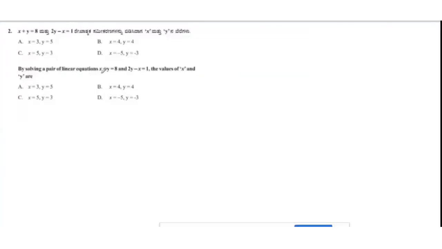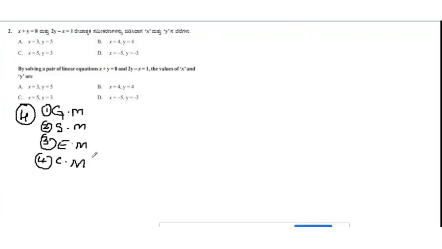Second question, by solving a pair of linear equations x plus y is equal to 8 and 2y minus x is equal to 1, we have to find the values of x and y. To solve a pair of linear equations, we have four methods which we have studied in the 10th class. One method is graphical method, second is substitution method, third is elimination method, and fourth is cross multiplication method. The most important, easy and preferable method is elimination method. I'm going to discuss how to solve the pair of linear equations with elimination method in this problem.